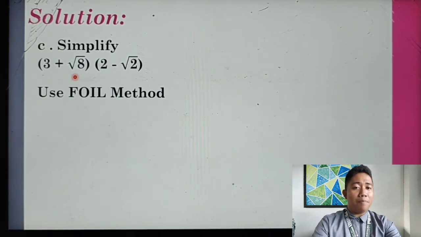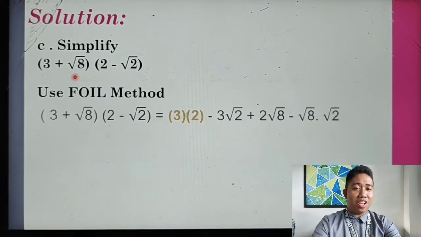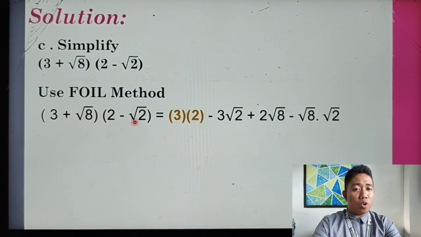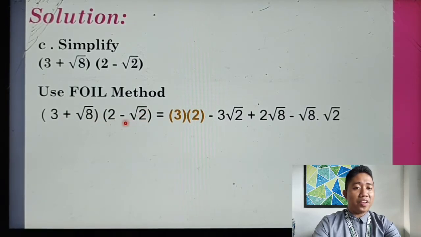So we're going to apply the FOIL method. We all know that 3 times 2 is the product of the first terms, which is 3 and 2. Next, we get the product of the outer terms, which is 3 times negative square root of 2. So do not forget to bring the sign. And that is negative 3 square root of 2.